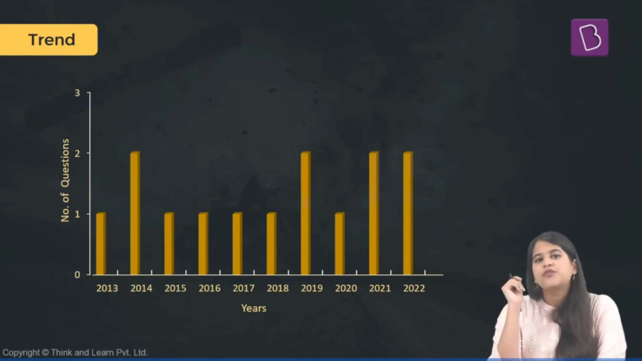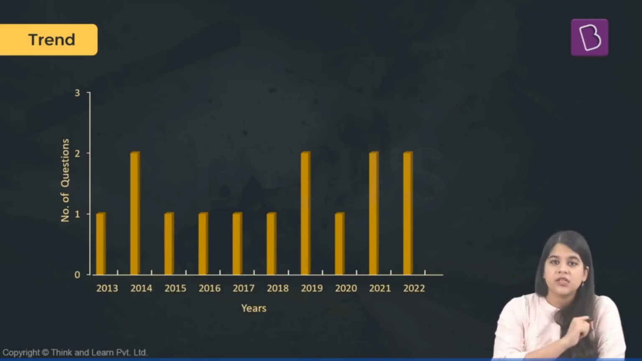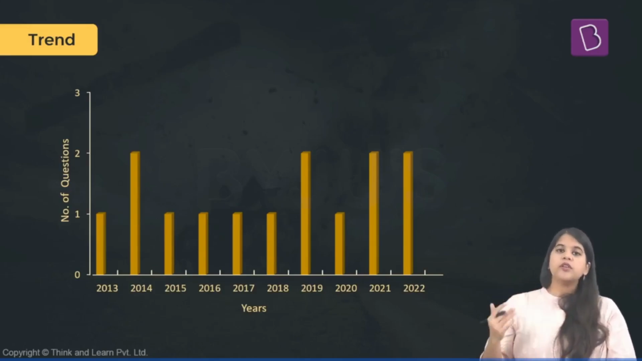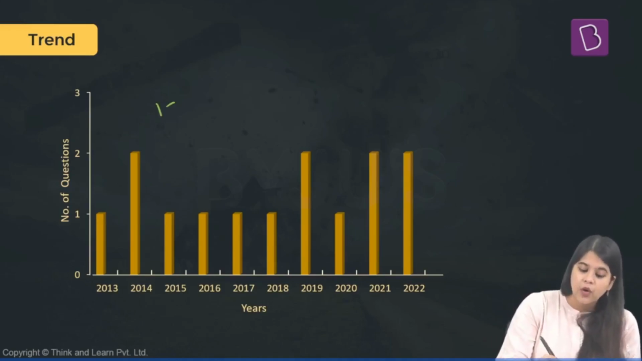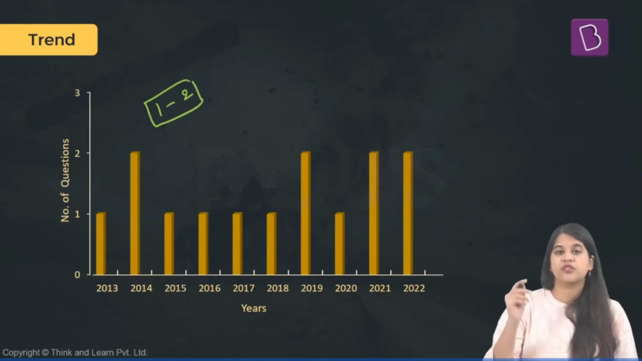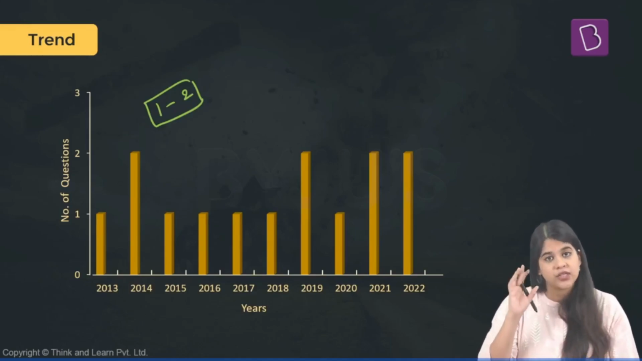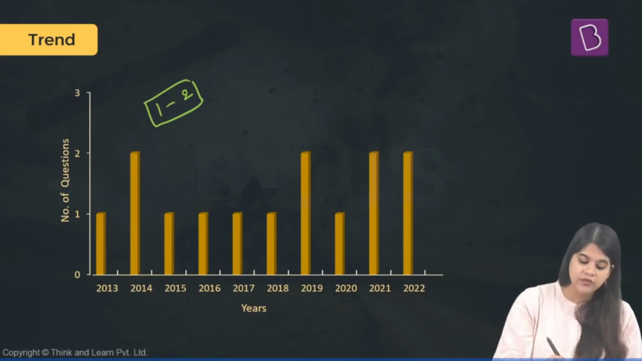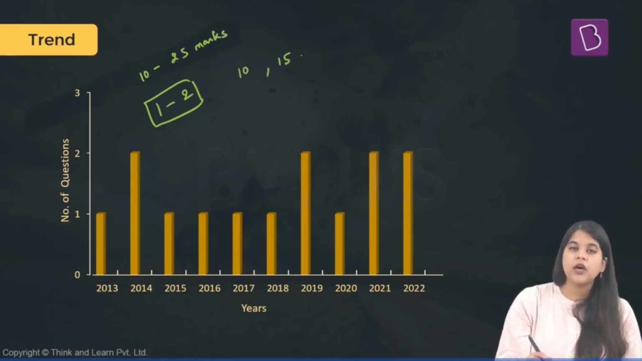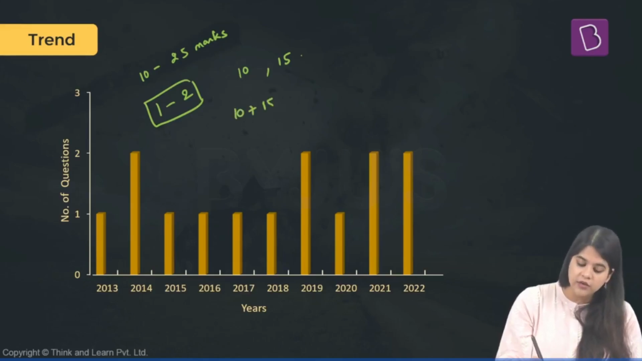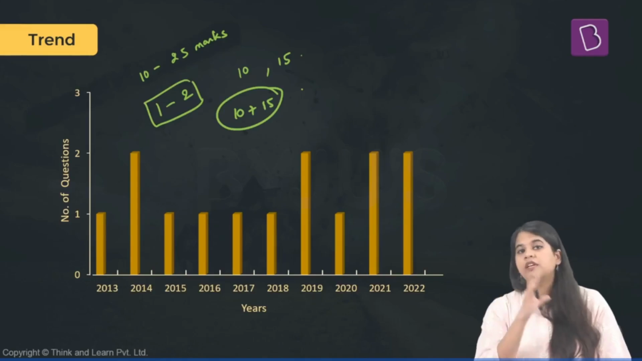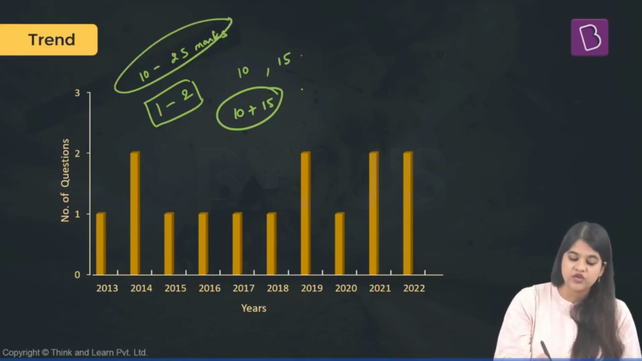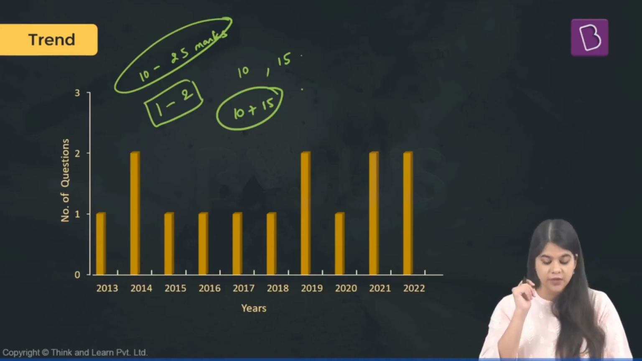So what has been the trend when it comes to UPSC asking questions about disaster management? Over the years, at least one or a maximum of two questions have been asked directly from the disaster management module, ranging from 10 to 25 marks. So we can either have a 10 marker, a 15 marker, or both a 10 and a 15 marker.